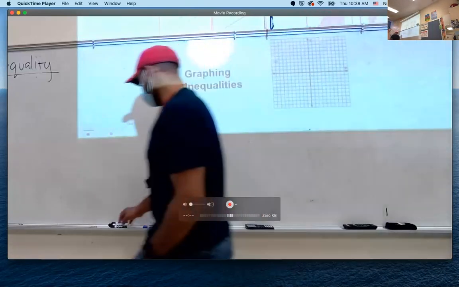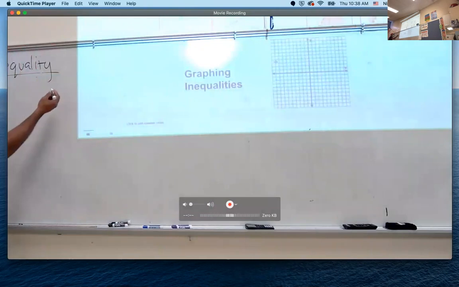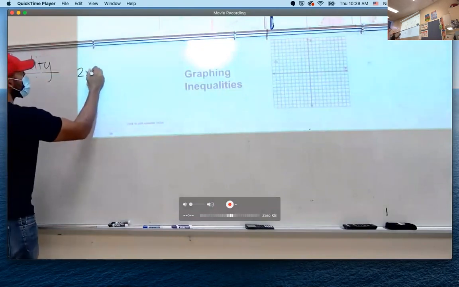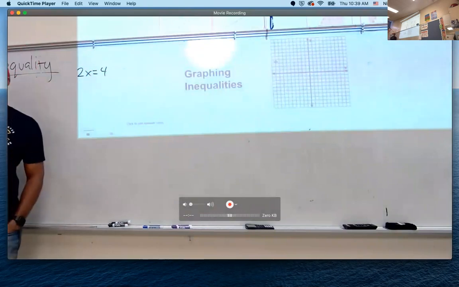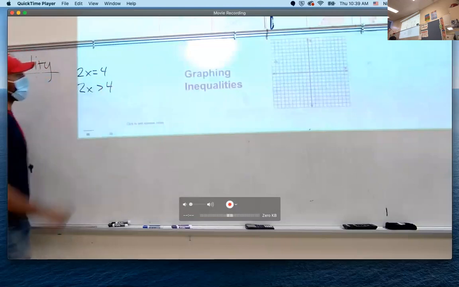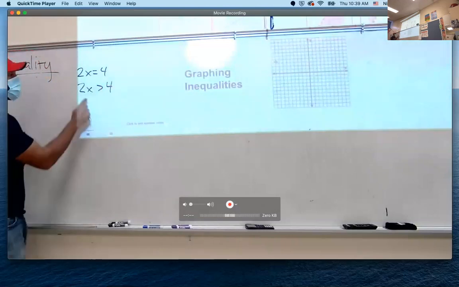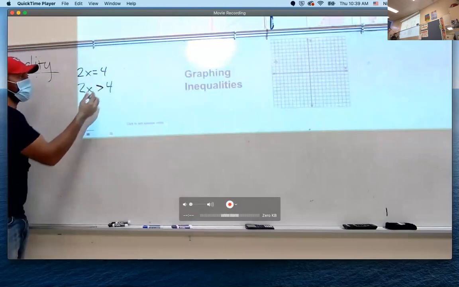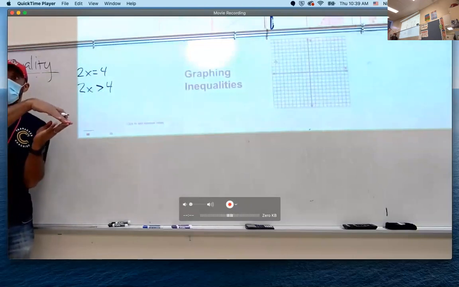Okay, so inequality. Remember when you have an equation, something like 2x equals 4, you have an equal sign. But when it's an inequality, now you've got one of these symbols. Remember that the part that's open means that's bigger, and the part that's closed means smaller.